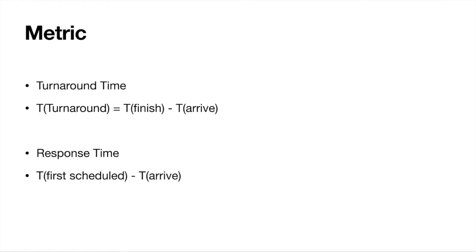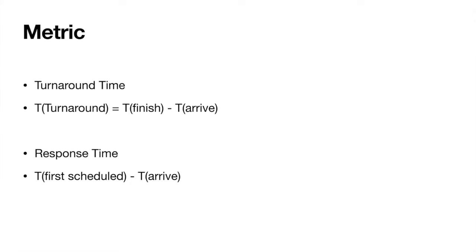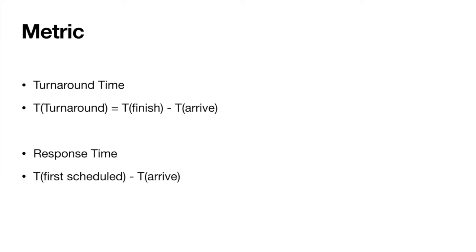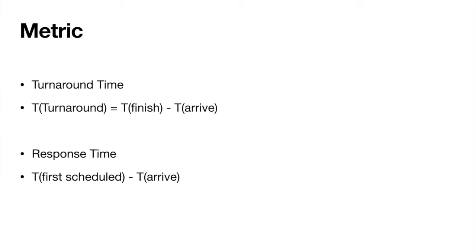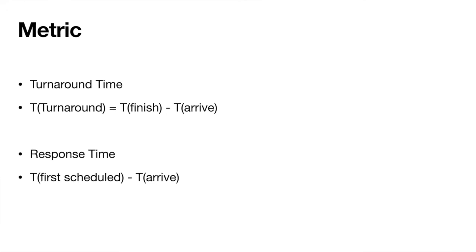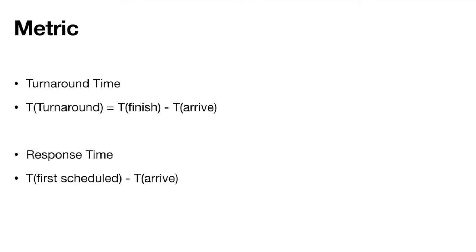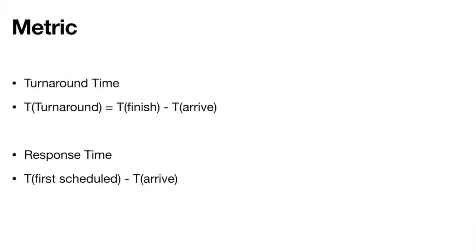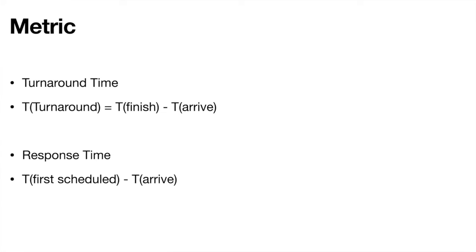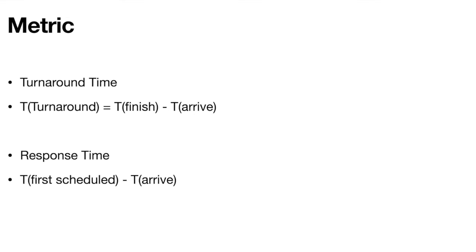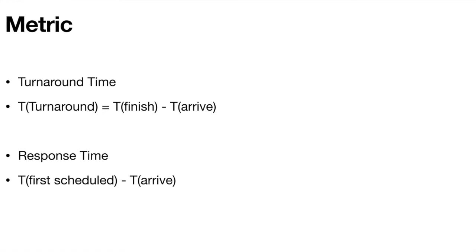There are two metrics to help us measure the performance of scheduling policies. They are turnaround time and response time. Turnaround time measures the time between arrival of the task and completion of the task, and response time measures the time between when a task arrived and the time the task is first scheduled.